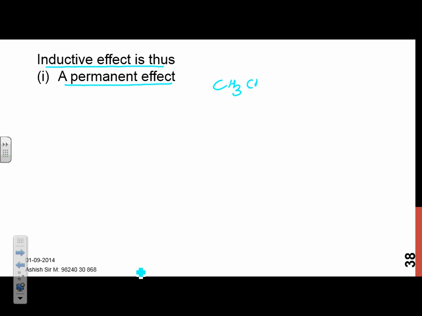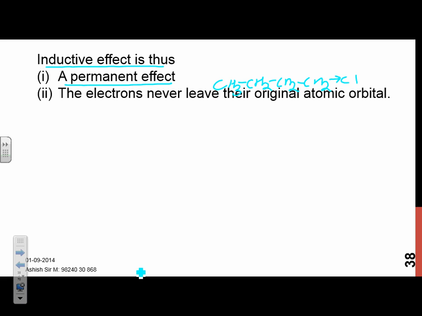If I talk about this, it has its property spread. It doesn't require any B compound to be present there. Whether B is present or absent, it doesn't make any difference. It is always there. That's why it's called permanent. The electrons never leave the original atomic orbital.